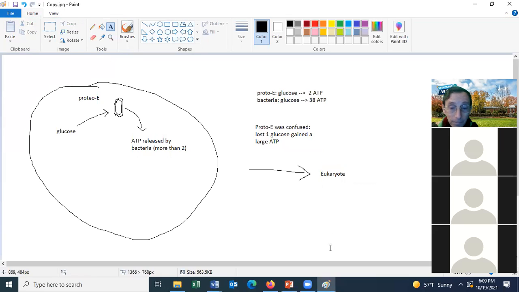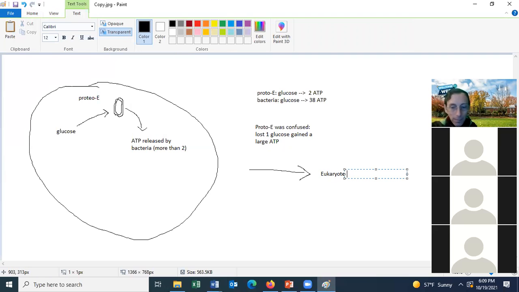That's the theory of how the eukaryotes obtain their mitochondria, meaning this bacteria went on to evolve into the mitochondria, and the proto-eukaryote went on to evolve into the eukaryote. So I guess I should put right here, eukaryote plus mitochondria. Of course, that's with more than one bacteria, but you get the picture. Any question about any of that?